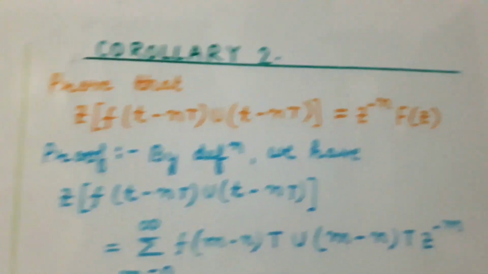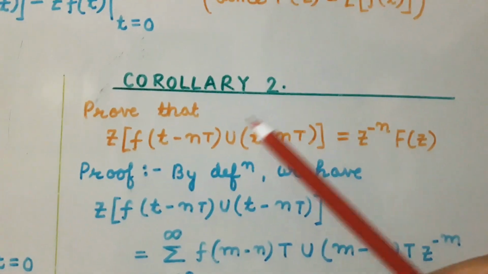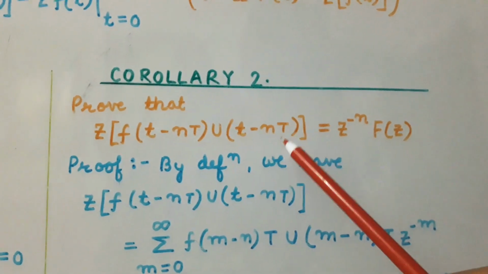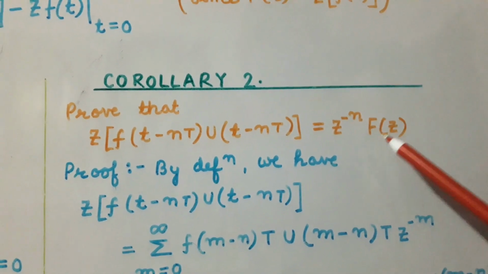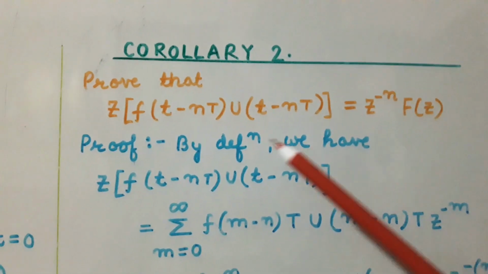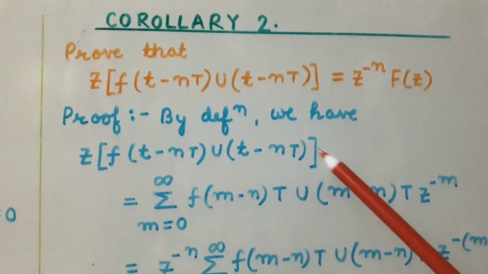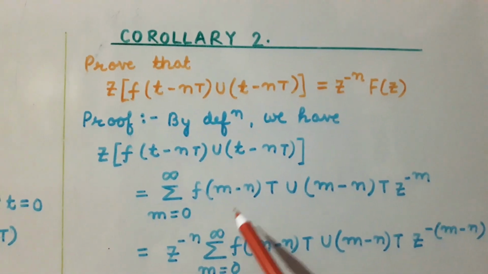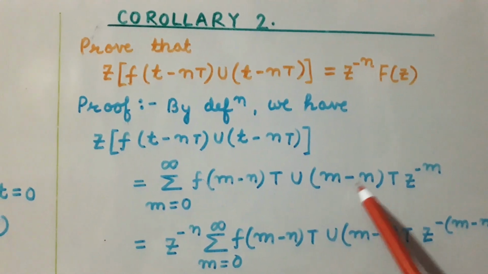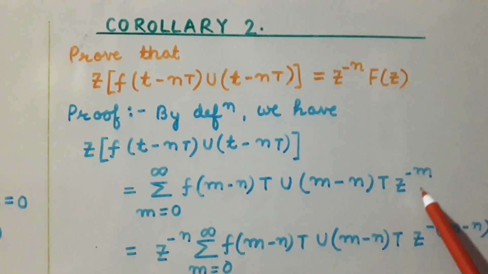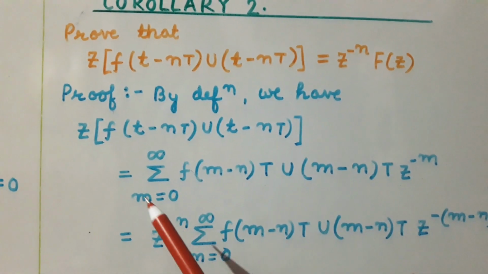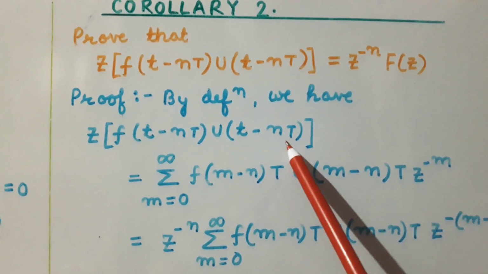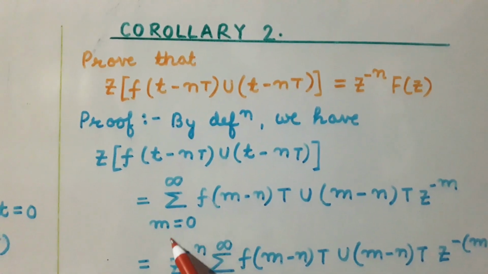Now let us move on to the second corollary, in which we have to prove that the Z transform of f(t minus nT) into u(t minus nT) is equal to z to the power minus n into F(z). Now from the definition of Z transform, we can write this as summation m equal to 0 to infinity of f((m minus n)T) into u((m minus n)T) into z to the power minus m. We have taken another variable m here because the variable n is already in this expression.